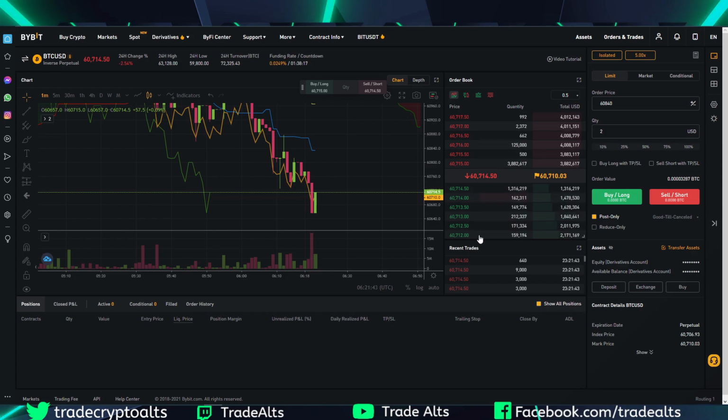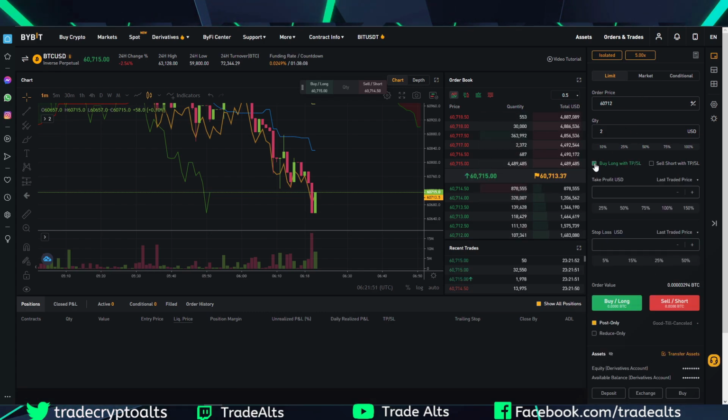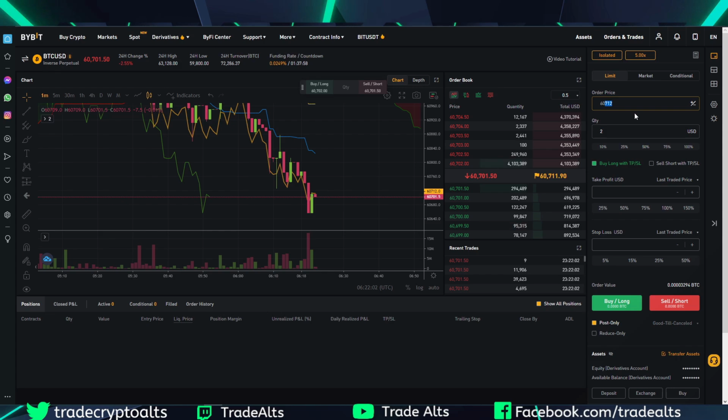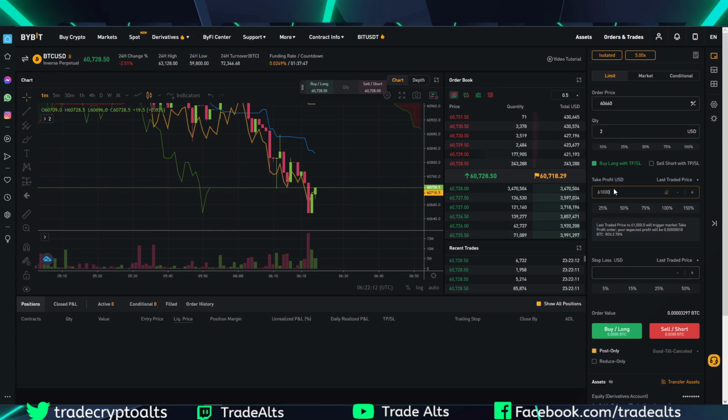So I can literally, again, click somewhere close to wherever your entry would be, right? So let's say I want to enter here, and then you click on buy along with take profit and stop loss, and you see how this opens up. So you can literally put your entire trade setup in here. Let's say I want to enter a little bit lower. Let's do 660. And then your take profit, let's do 61,000.